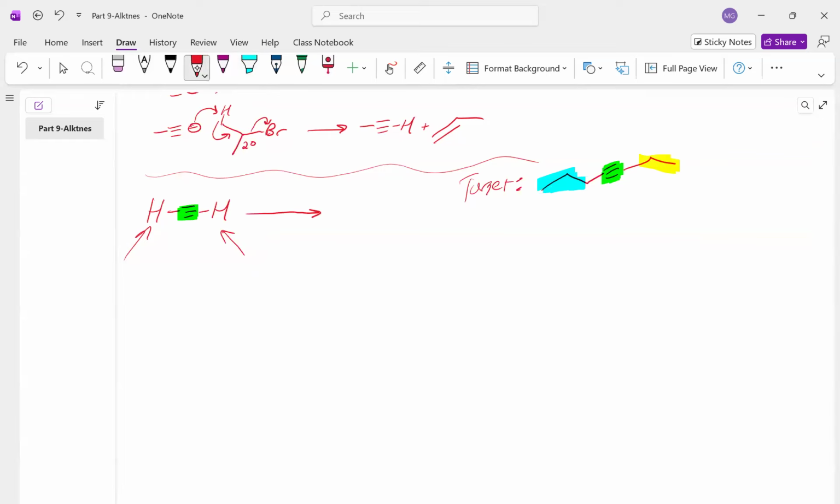So what is my tactic for putting these on? Well, I put one group on first, and usually it does not matter which group I put on first. So my tactic is step 1, deprotonate, use a strong base, and then step 2, add my first group. I'll put the 2-carbon group on first.